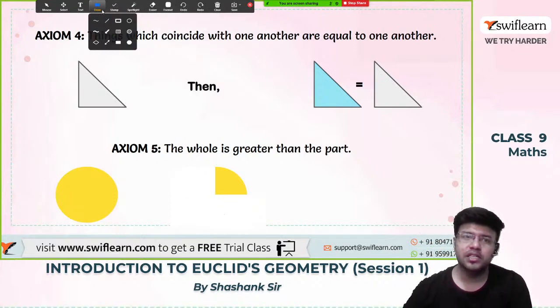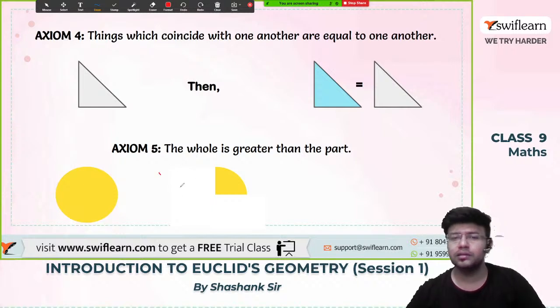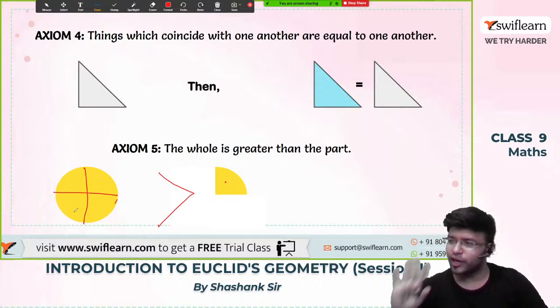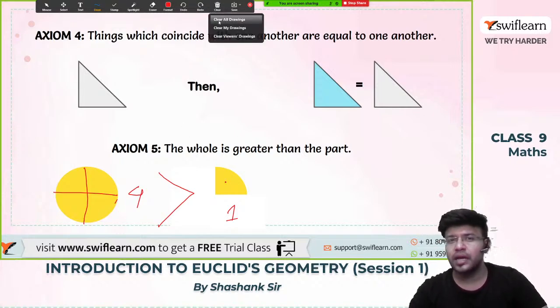Now, what does the axiom say? Read along with me or read this in your mind. क्या बोल रहा है? The whole is greater than the part. Yes, it is true. ये बड़ा है, ये छोटा है. This is made up of 4 parts of this. ऐसे वाले करेक्ट काटेंगे तो you will get 4 pieces. ये 4 piece है, ये 1 piece है. ये full part है, ये थोड़ा part है. So the whole is always greater than the part. This is what axiom 5 says.